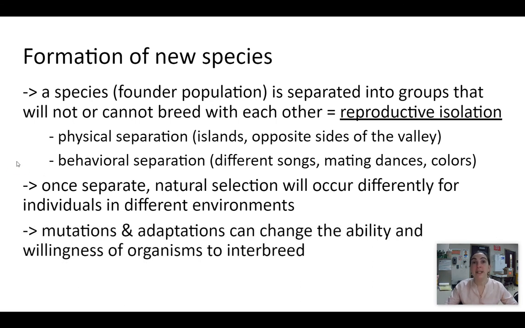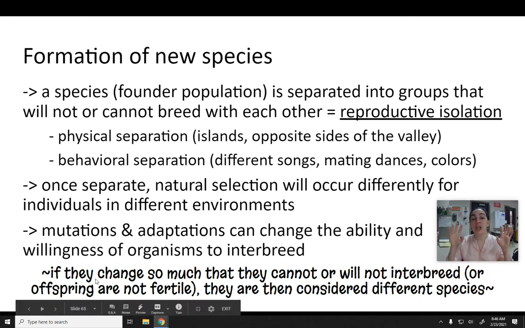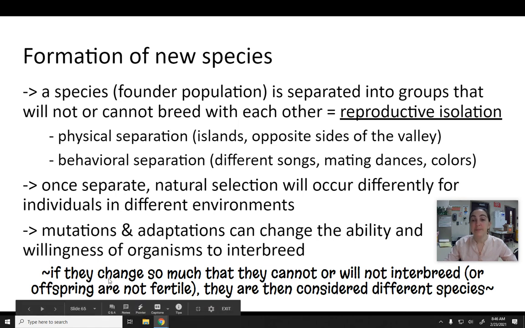Sometimes the mutations that happen and get passed on can change their ability or their willingness to interbreed. And remember, since that's the critical piece to whether they're the same species, if the two species change so much that they either physically can't interbreed anymore or they won't because they just don't recognize each other as the same species anymore, or if they can interbreed but their offspring aren't fertile, then they are no longer considered the same species. Let's look at a couple examples of this.